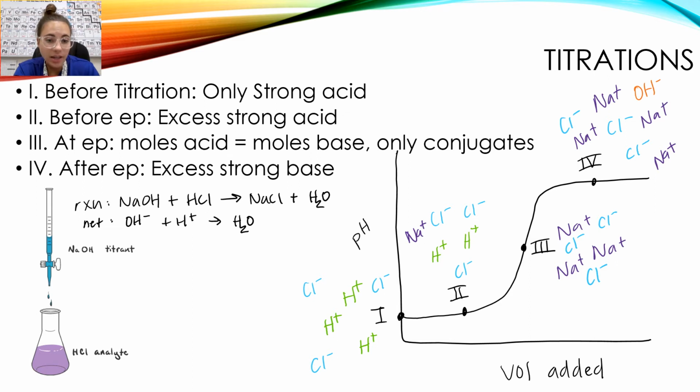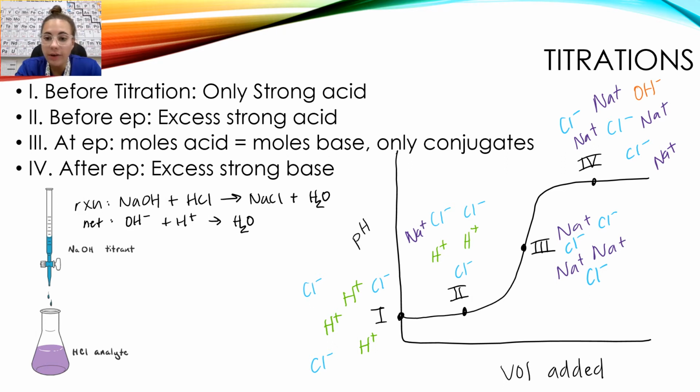But the net ionic equation is just hydroxide plus hydronium makes water, right? Sodiums and chlorines are spectators. But I have them listed out here so that you see what's going on throughout the process of this titration. And what we're going to be doing with titration curves is calculating the pH at different regions on the curve. So at region 1, we have not added any base yet. So all I have is strong acid, right?